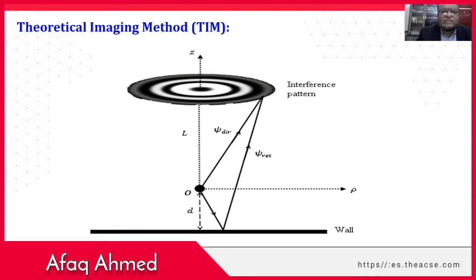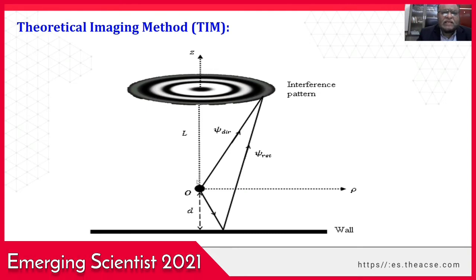In this method, this figure explains O is the position of the hydrogen negative ion, and it is placed near a reflecting wall. The distance between the hydrogen negative ion and the wall is d, and the distance between the hydrogen negative ion and the observation plane is capital L.